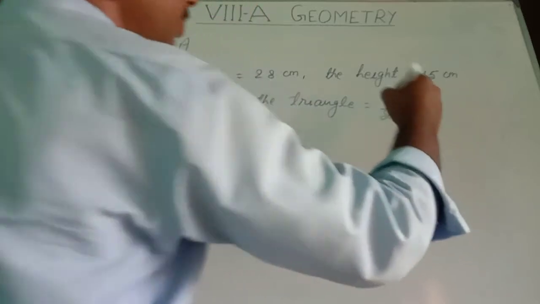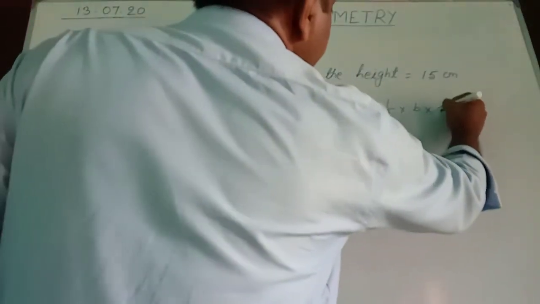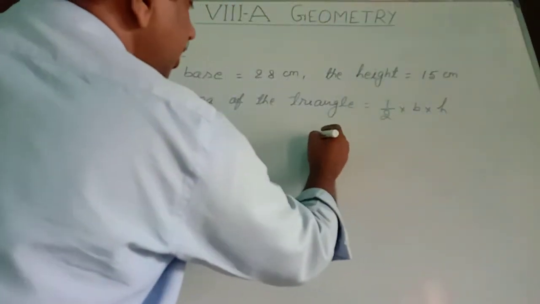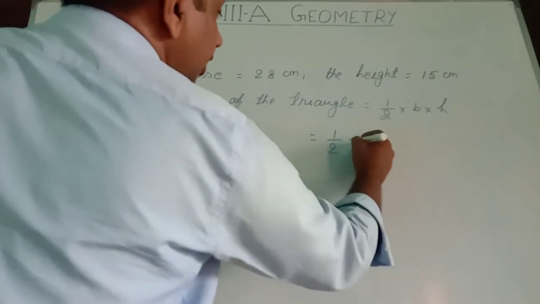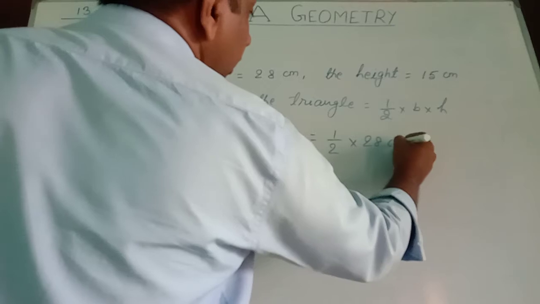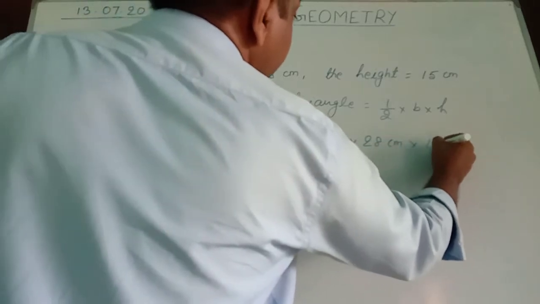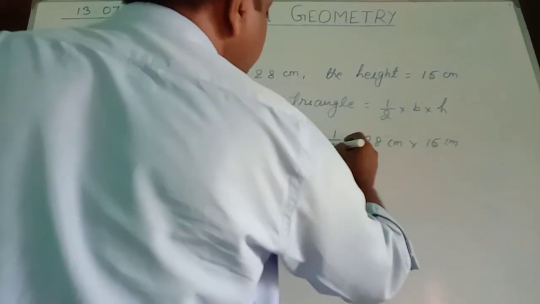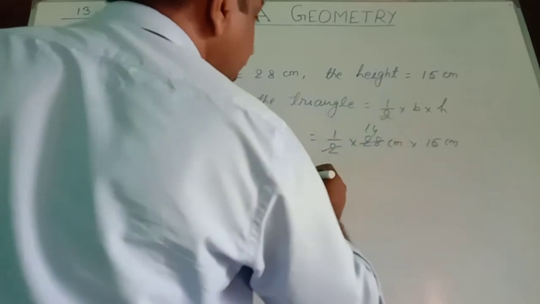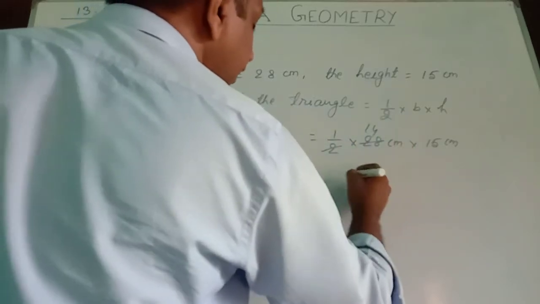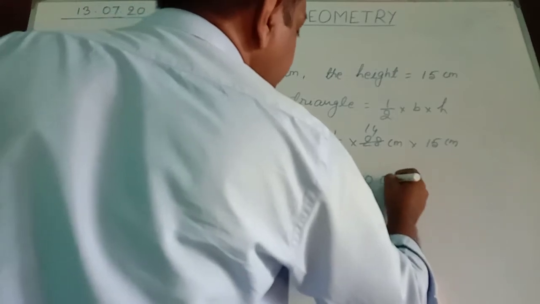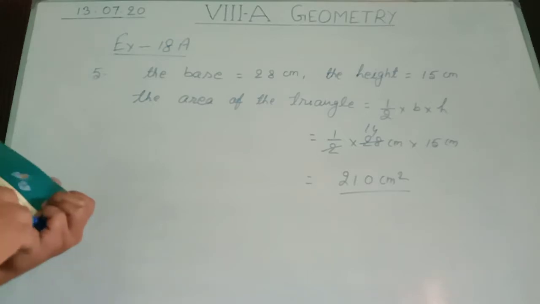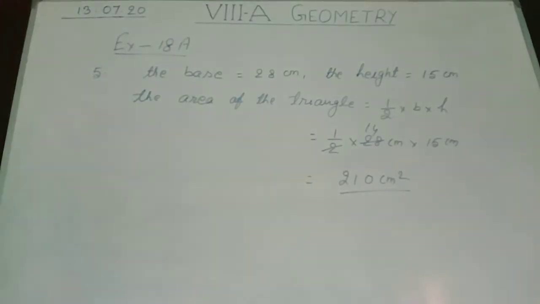B is the short form of base. Base into height. B for base, H is for height. So 1 by 2 into 28 centimeter into 15 centimeter. So we cancel it. This became 210 centimeter square. Area of the triangle equal to 210 centimeter square.